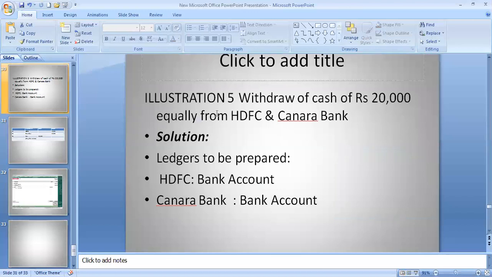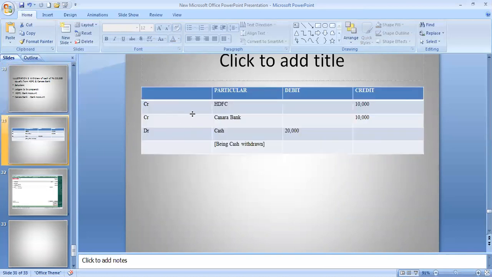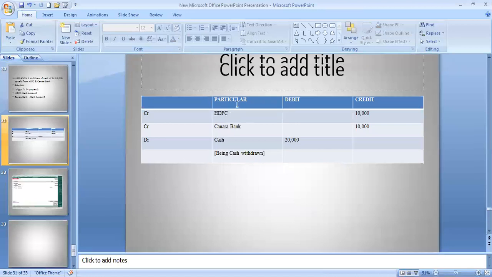So what is the transaction? Withdraw of cash of rupees 20,000 equally from HDFC and Canara Bank. Who will be the giver here? HDFC and Canara Bank will be the giver. Credit the giver. What is coming into you? The cash is coming into you. So the cash will be the debit.